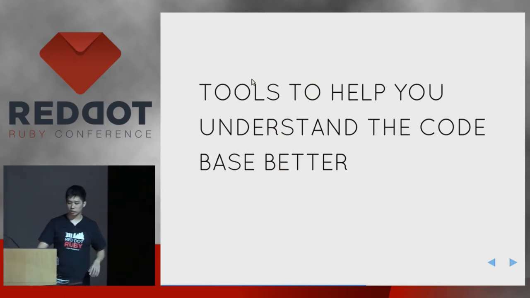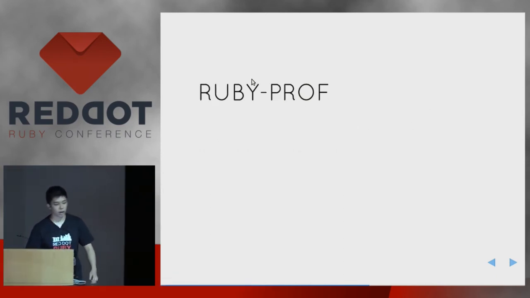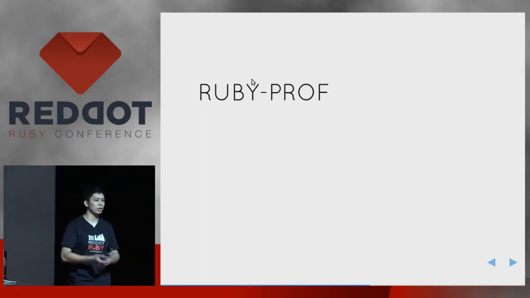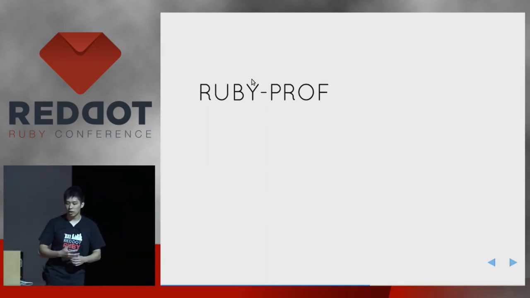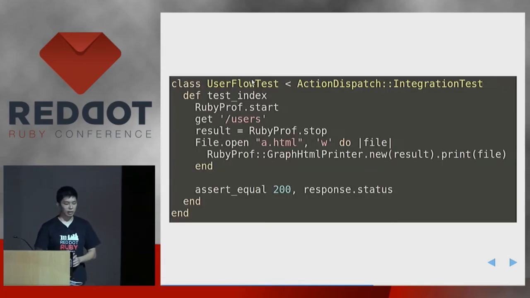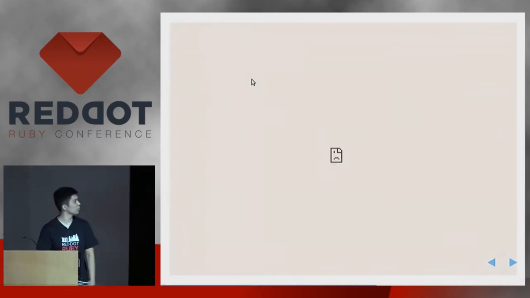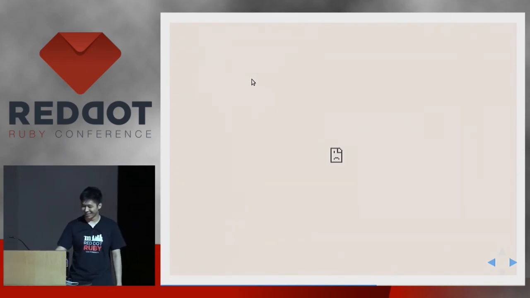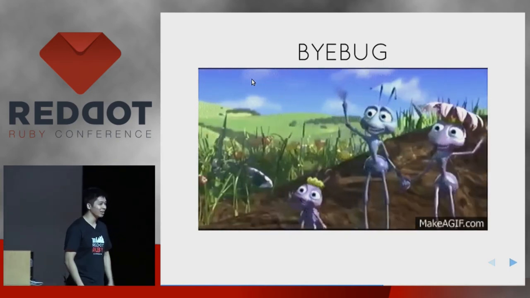So there are a few tools that I think can help you to understand a new code base better. The first one is RubyProf. I was using RubyProf for profiling because I was looking at the performance of controller tests versus integration tests. Then I realized that RubyProf provides you with a pretty nice graph HTML printer. Okay, I should have checked my slides. Okay, we'll skip that. Next one is a debugger.